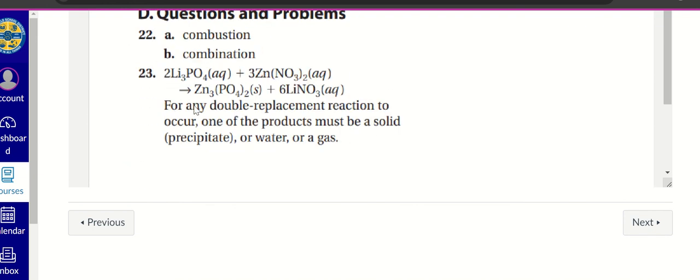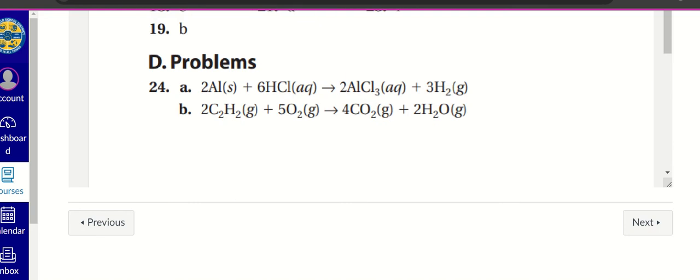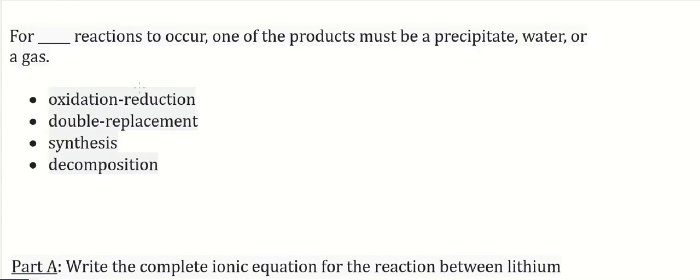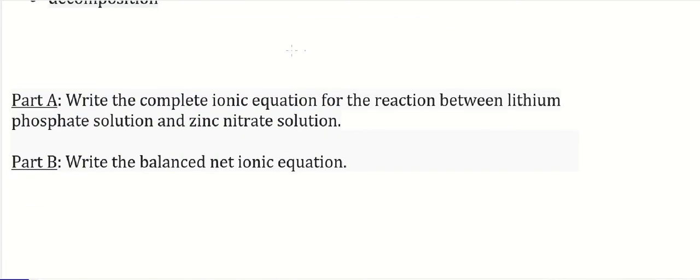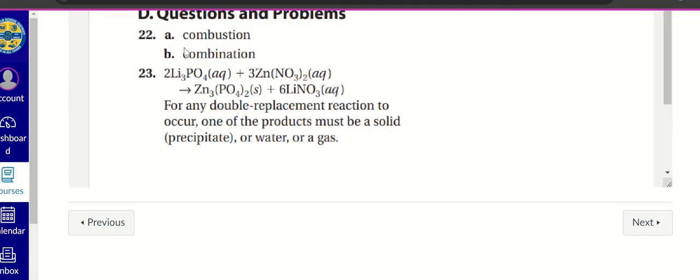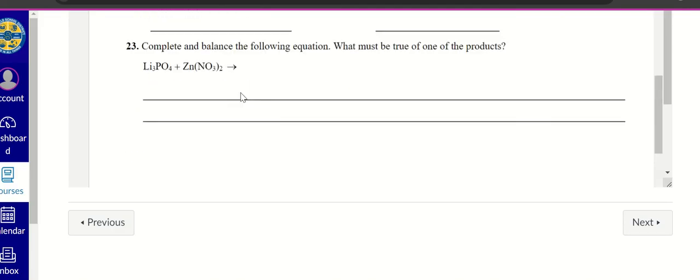all right, it does tell you for every double replacement reaction to occur, one of the products must be a solid, which we call a precipitate, liquid, oftentimes water, or gas. Right, and that's also in your notes. So the answer is double replacement reactions. All right, the products must be solid, liquid, or a gas.